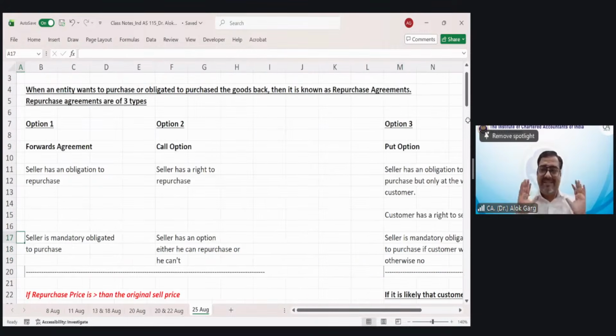Have you understood these three situations? Have you understood or not understood? I want confirmation from each and every student. Guys, quickly tell me, have you understood these three situations?